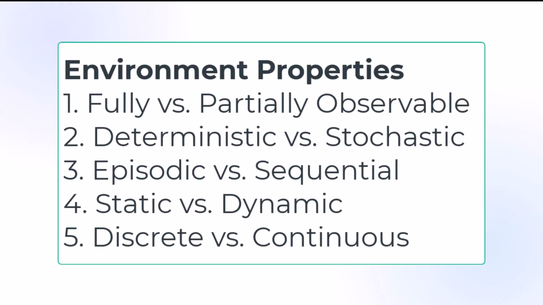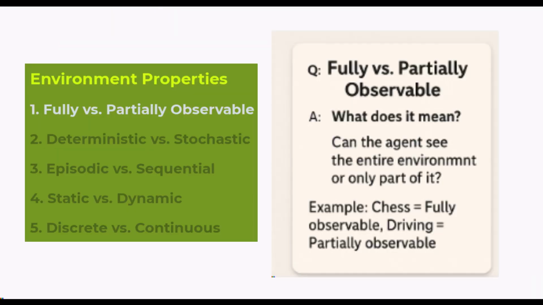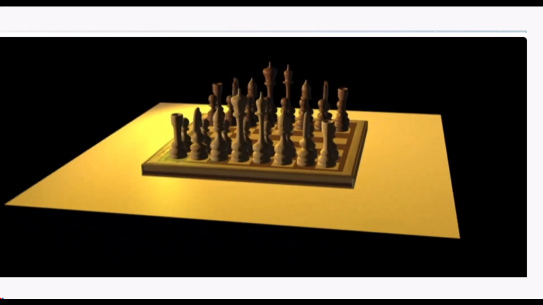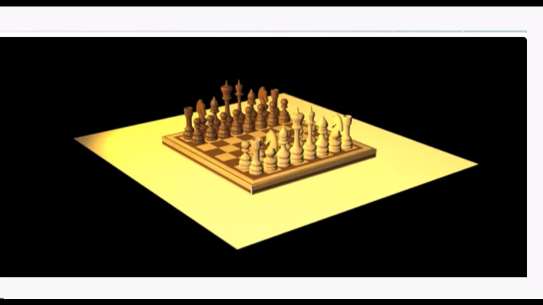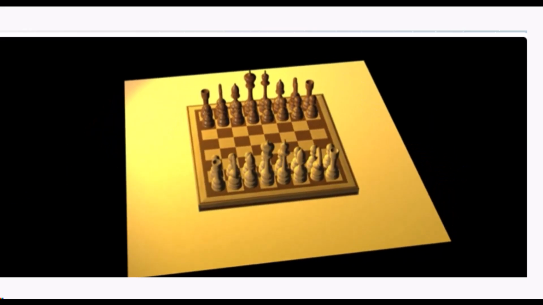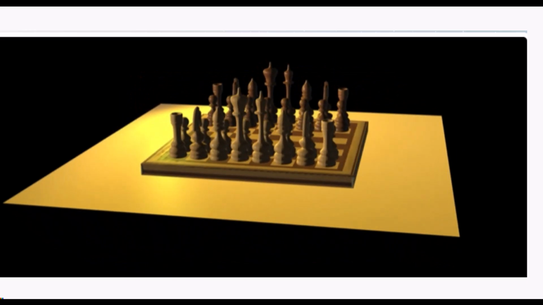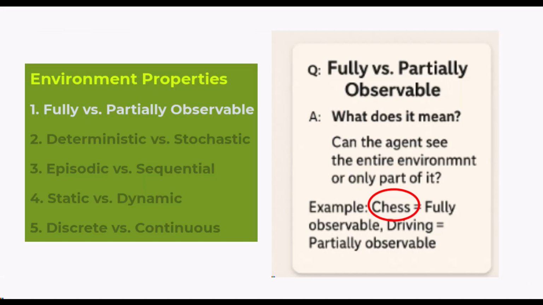So the first property there is fully versus partially observable. The question is, can the agent see everything important in its world at once, or is some information hidden? For a fully observable example, chess is a perfect example because the agent can see the entire board, every piece, and exactly where they are. Nothing is hidden, so the agent has all the information it needs to make a decision or a move.